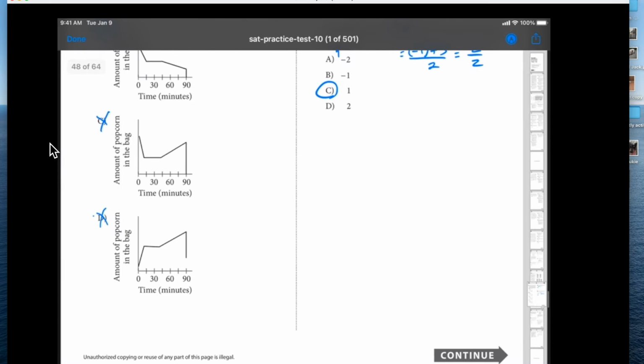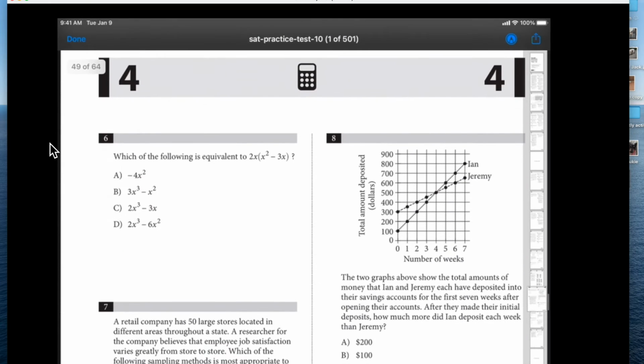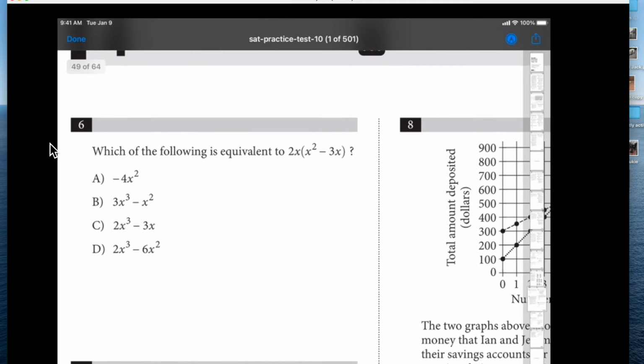Let's move on. We are now on number 6. Which of the following is equivalent to this expression? Okay, notice all of these here in the answers, they have 2 terms. And here we start out with 2 factors. That means we must have distributed here. So if we distribute 2x times x squared, I'm going to do that over here.